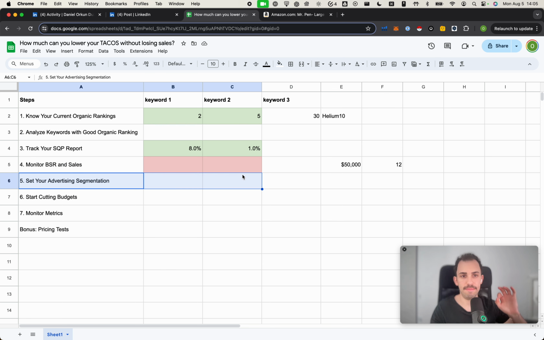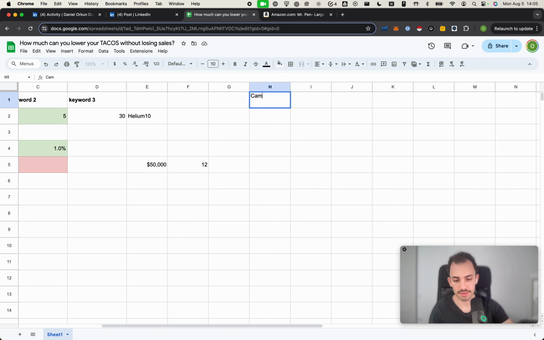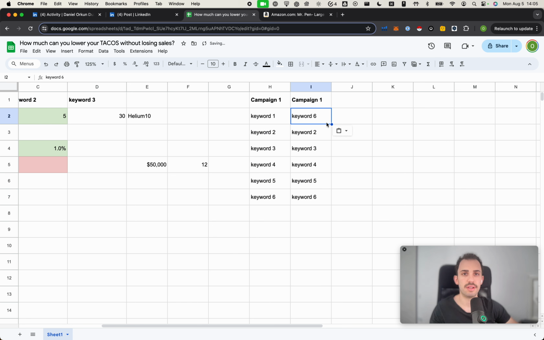And the last step before we start lowering our TACOS is you set your advertising segmentation. What I mean by this is, let's say we have a campaign structure. This is my campaign, let's call it campaign 1, and in this campaign I have 5 different keywords. Keyword 1, and let's say I have 6 keywords in this campaign 1, and let's say I have another campaign. I have 2 campaigns in total with 11 keywords.